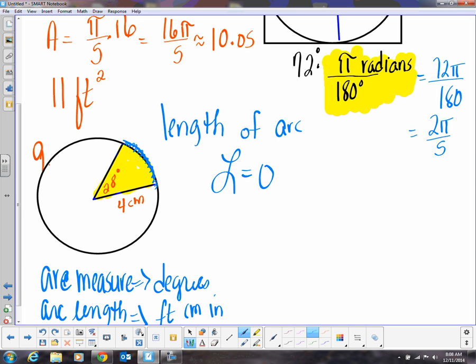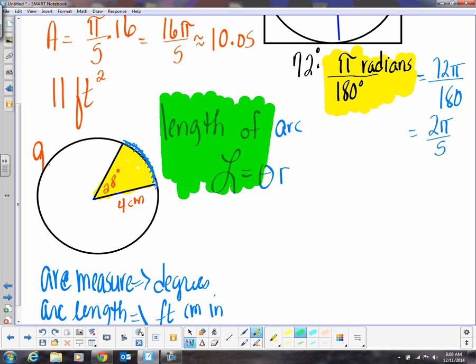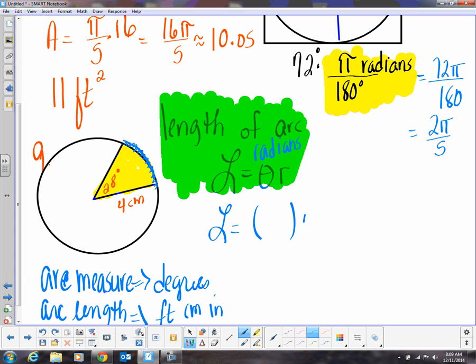L equals theta R. If you're making a study guide, you need to know this formula. For this formula, I need two things. If I want arc length, I need theta, and again, this is in radians, and I need a radius. Do I have either one of those? I have both. I have a radius of 4. Why can't I use 28 as is? It's not in radian measure.